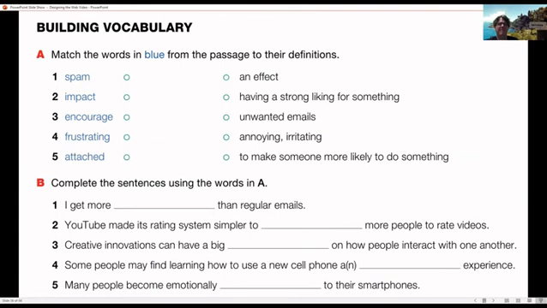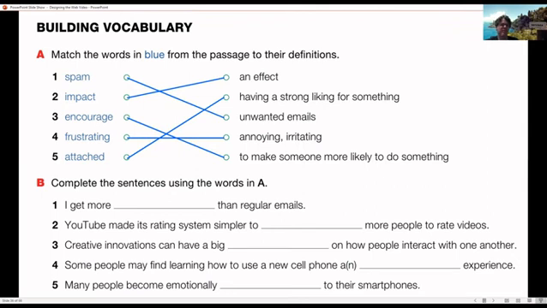Okay, welcome back. Spam, we all know what spam is, I'm pretty sure. Unwanted emails, unwanted messages, things like that. Impact: effect. Encourage: to make someone more likely to do something. Frustrating: annoying, irritating. All right, that leaves only one word, and the word is attached. And there's only one meaning left, and attached means having a strong liking for something. A lot of us, I have to say, are attached to our cell phones.